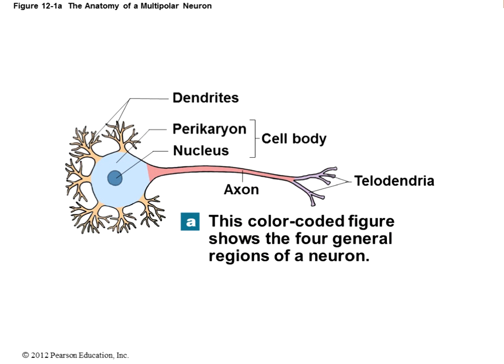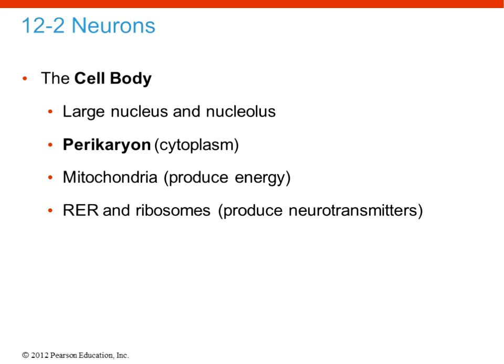So you can see in this image the cell body, which has a nucleus, has dendrites extending off of it, and then it has this long axon, which ends in telodendria and then communicates to a target. It could be another nerve cell, it could be a muscle cell, it could be a gland, whatever that message is getting sent. It is traveling along that axon to the target.